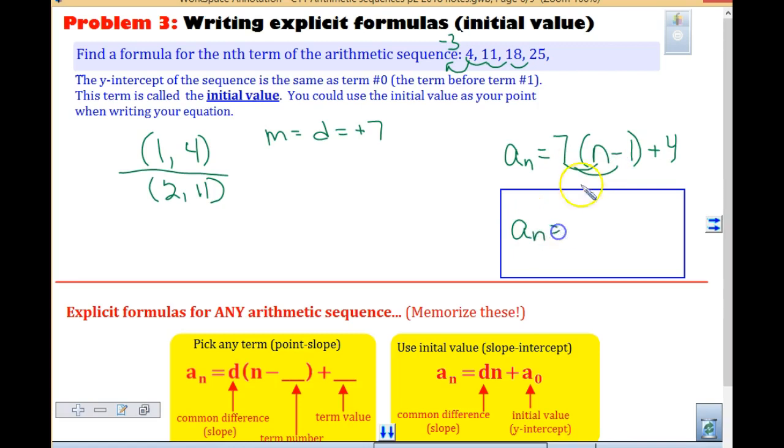a_n = 7n - 7 plus 4 would give us a negative 3. I would take either answer. For most of you, my hint is I would stop at point slope form. This is all you have to do.